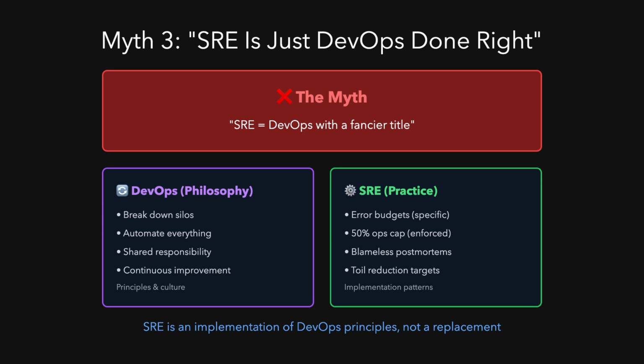You can do DevOps without SRE. Amazon's model is DevOps, but not strictly SRE. No SRE job title, but still exemplifies DevOps principles. But you cannot do SRE without DevOps. SRE requires the cultural foundation DevOps provides. So SRE is an implementation of DevOps, not a replacement.